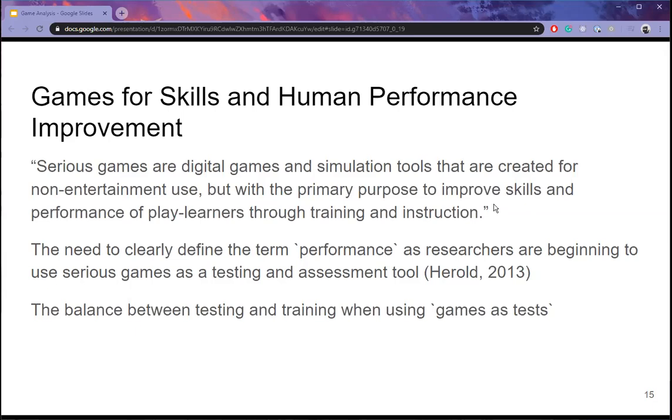And now that researchers are starting to use serious games as testing and assessment tools, there's a need to really clearly define the term performance here in order to correctly use it inside research. According to them, the performance term should include work and learning performance and not stop short at the knowledge acquisition phase, which is a resemblance of the drill and kill entertainment approach in the 90s, which we definitely want to avoid. And also there's a question about the balance between testing and training when using games as tests. For example, how much time should be spent on the game before doing the testing? These questions could be answered by game analysis and such.